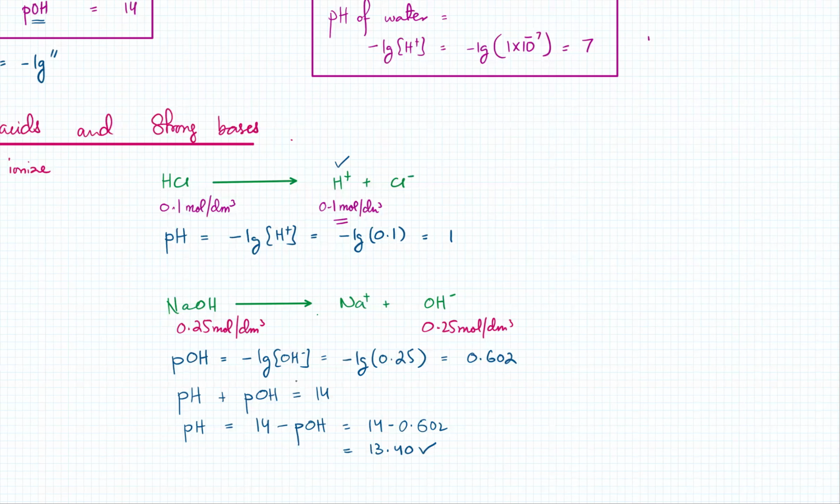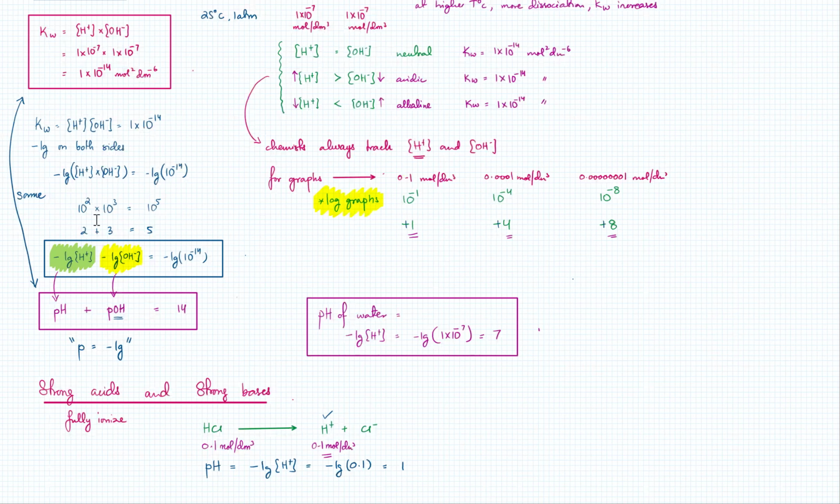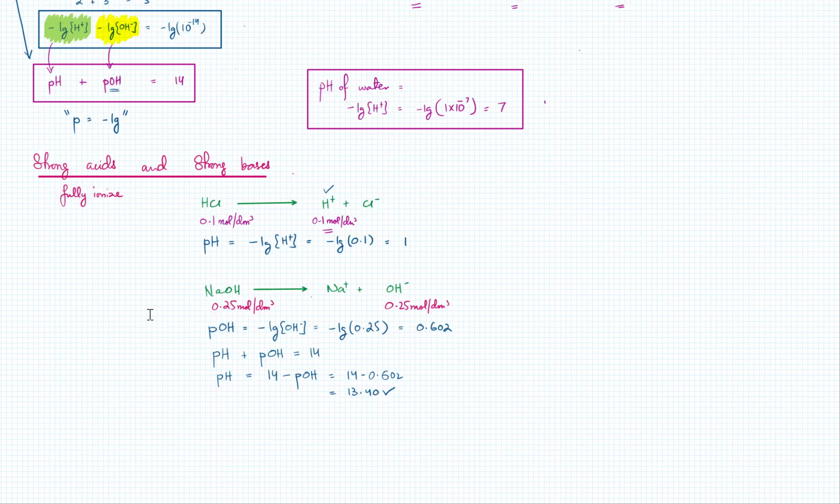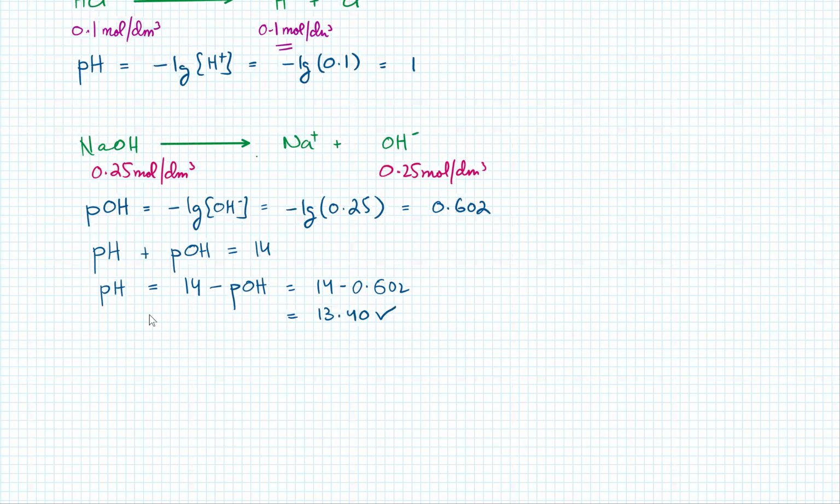Remember, I told you that KW and this pH plus pOH thing, they're both exactly the same. This one is just a log version of that. So for the pOH question, I could have used KW. I knew that KW is H plus concentration multiplied by OH ion concentration, right? And I knew the value of KW. Under room conditions, it was 1 times 10 power minus 14. I knew the OH ion concentration.